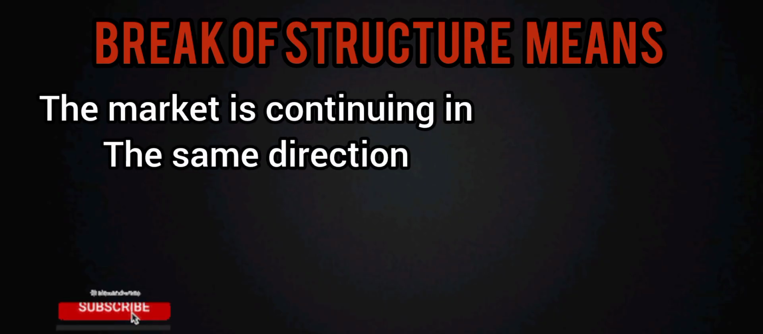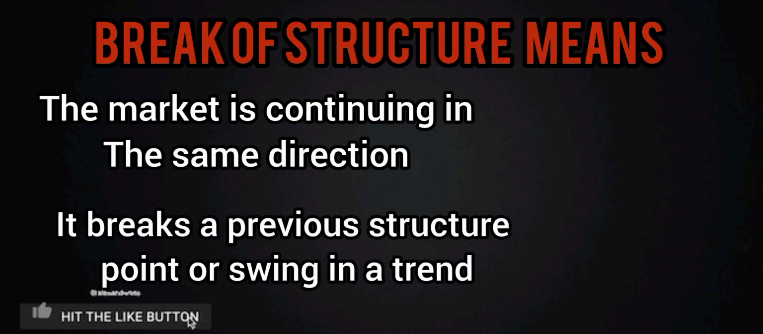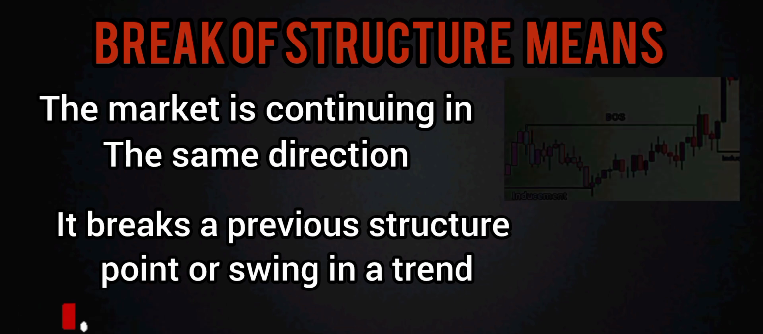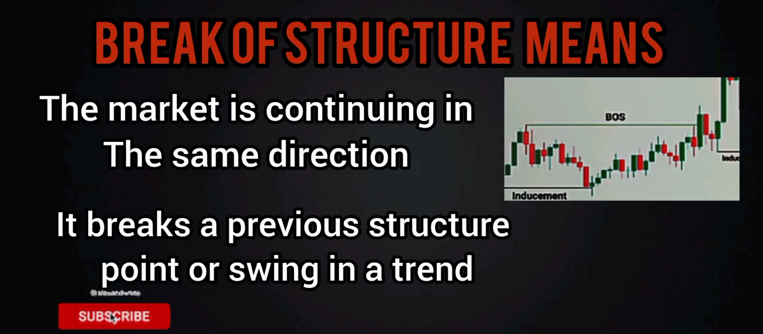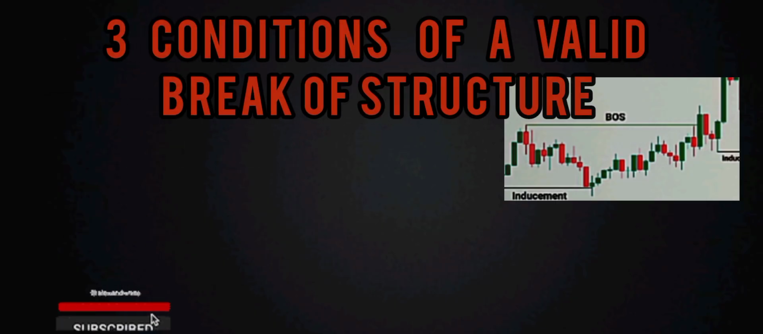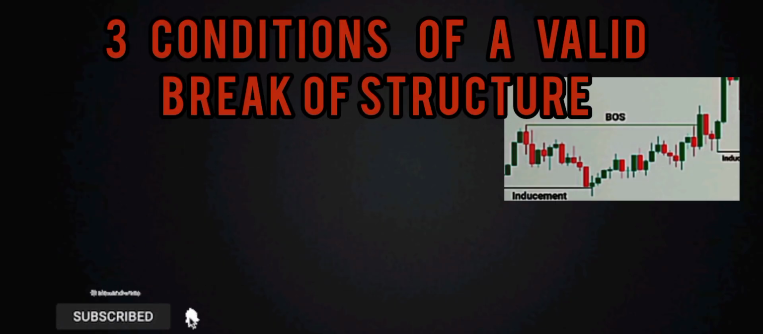A break of structure means the market is continuing in the same direction. That's what a break of structure means. It breaks a previous structure point in a trend to show that that trend is valid. This is the simple definition of a break of structure. Now, let's look at the 3 conditions of a valid break of structure.